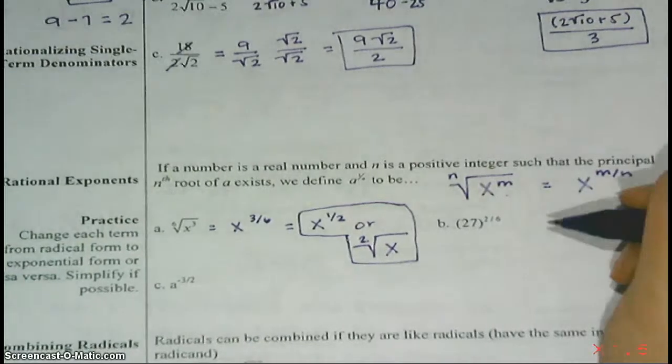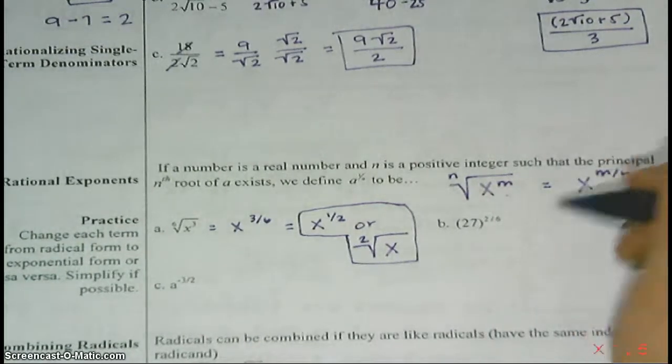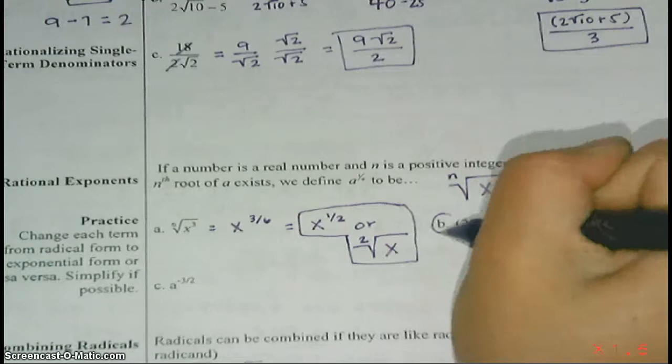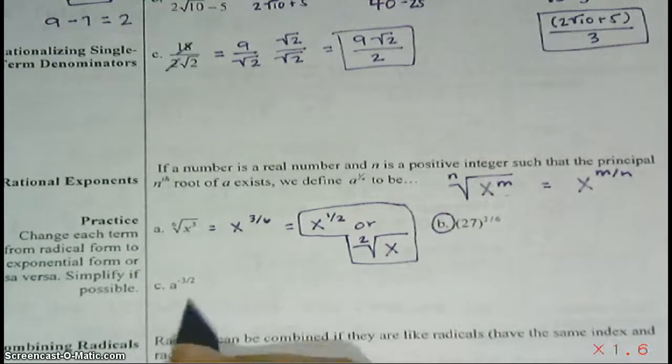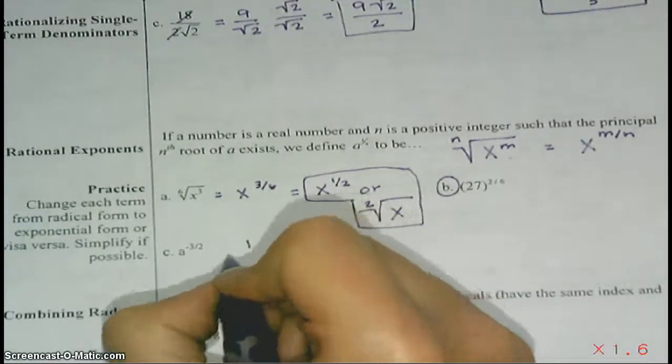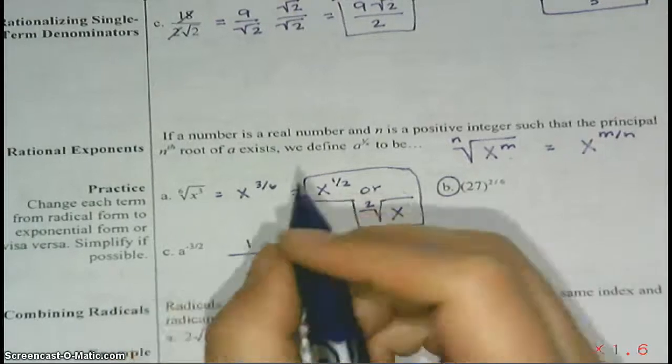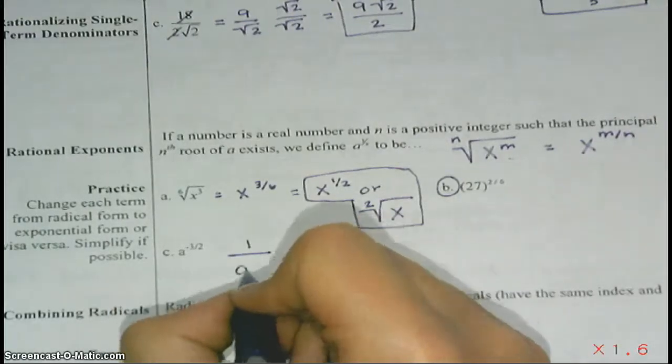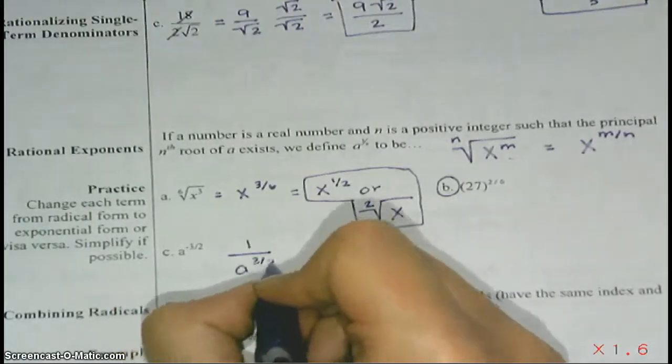You can see some cases where this comes in handy. I'm actually going to let you try part B on your own. This next one, make sure that with the negative exponent you take it to the happier place. So this is going to drop down and become a to the 3/2 in the basement.